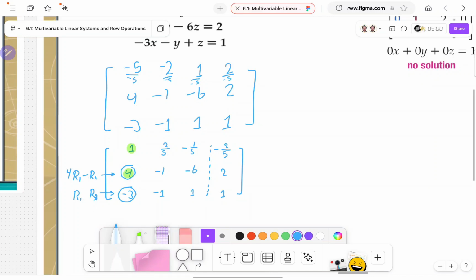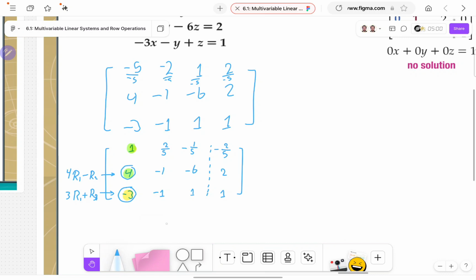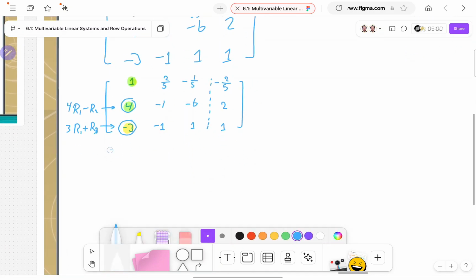Now for the other one, here is -3, here it's 1. So I have to multiply row 1 by 3 and add it to row 3. Now let's do it together. So let's go down. This will be my new matrix. Let me write the rule here. Row 1 stays the same: 1, 2 over 5, -1 over 5, 2 over 5.